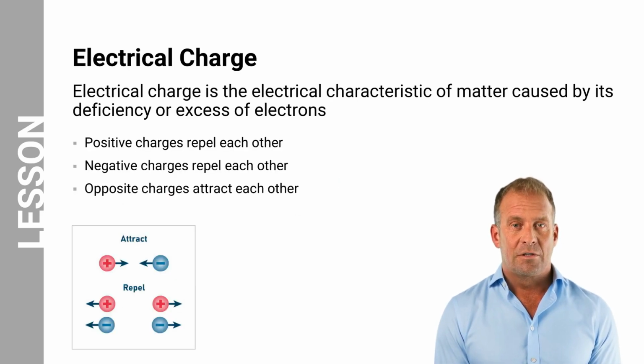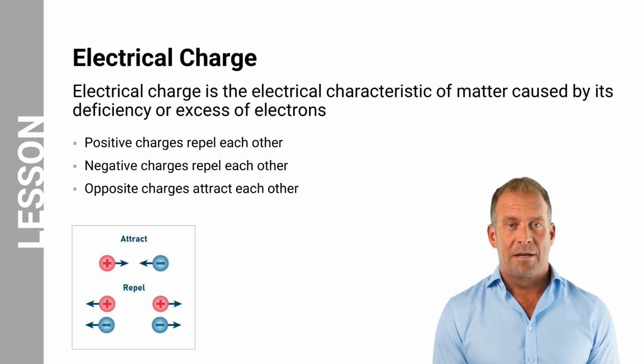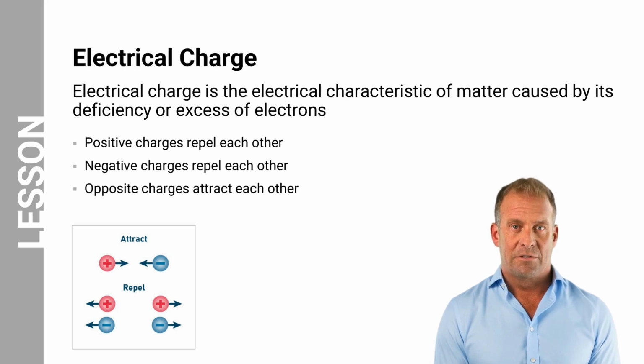An electrical charge is the electrical characteristic of matter caused by its deficiency or excess of electrons. This charge disparity manifests intriguing behaviors and interactions in the realm of electricity. Therefore, electrons have a negative charge, while protons, in the nucleus, have a positive charge.